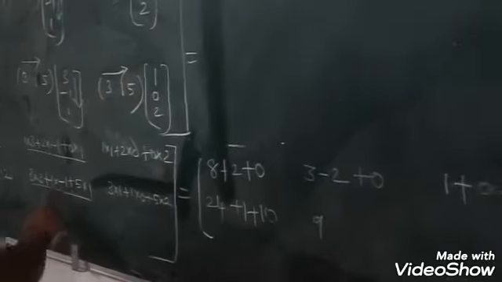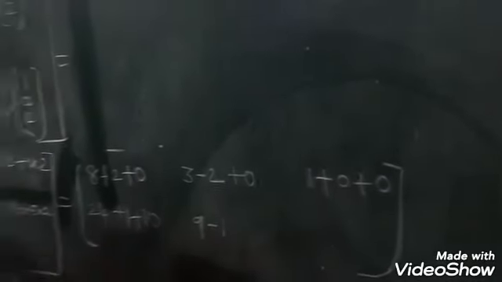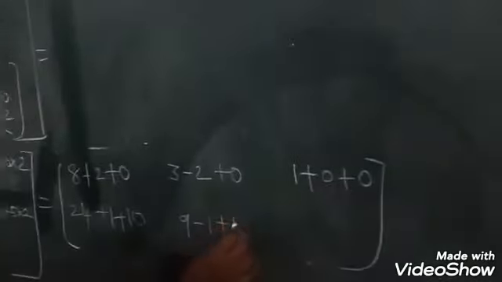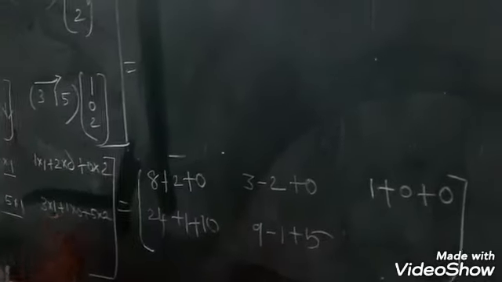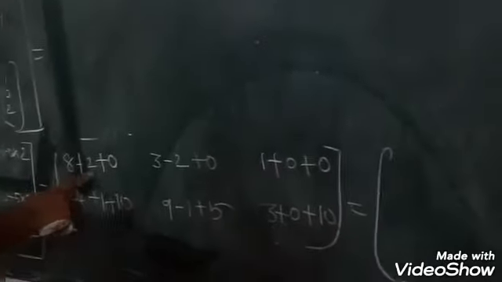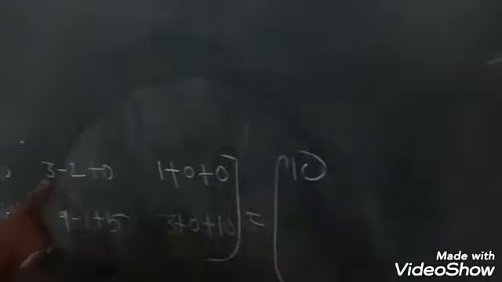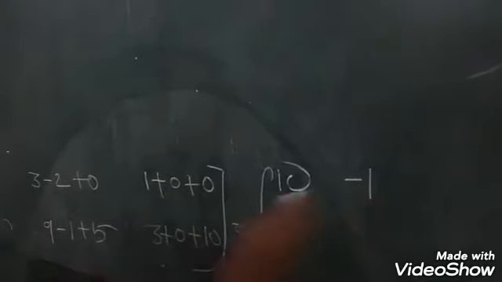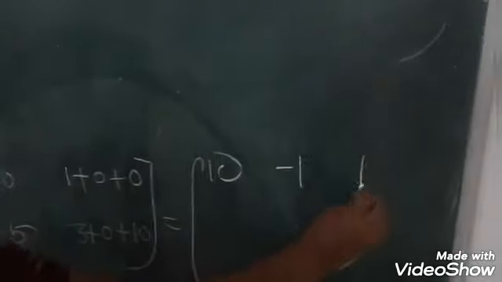Okay girls. Next here 3 into 3, 9. 1 into minus 1, minus 1. 5 into 1, 5. Okay. Then next 3 1s are 3. Then 0 plus 10. Now you have to simplify girls. 8 plus 2, 10. Then 3 minus 2, minus 1. Then 1 plus 0, everything 1 girls.